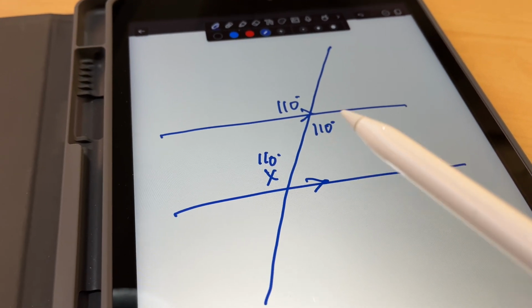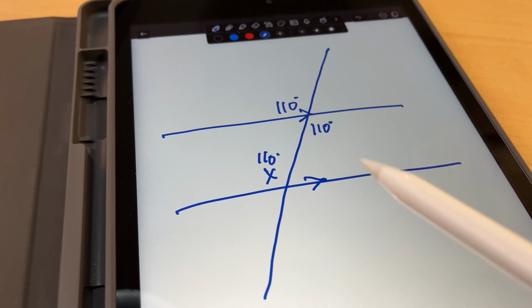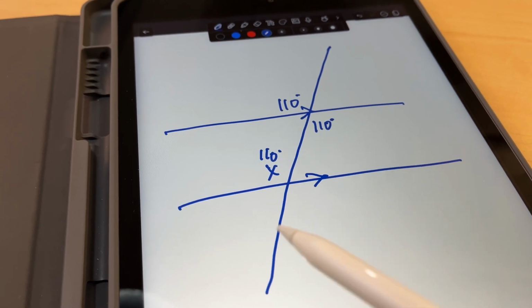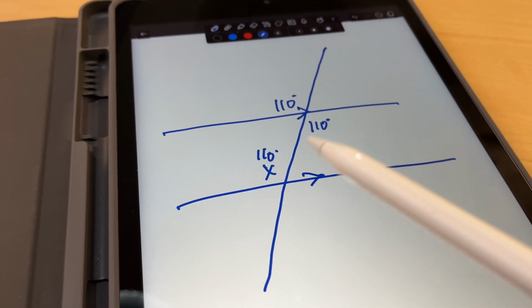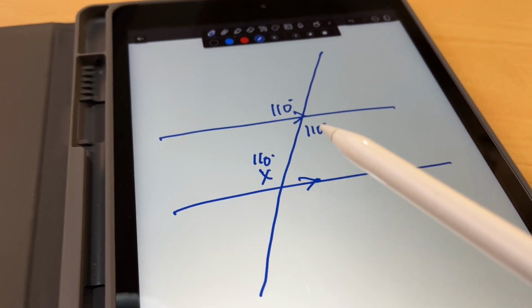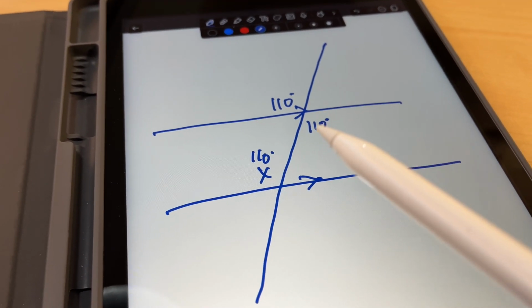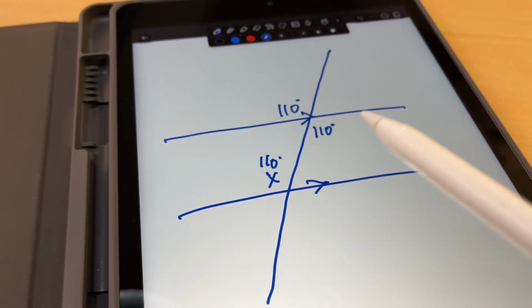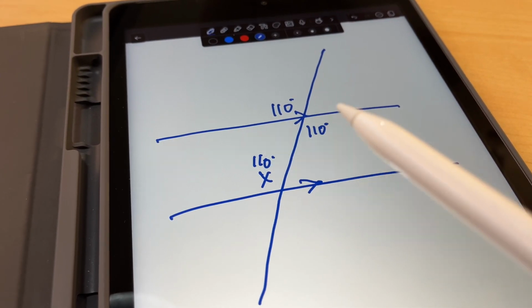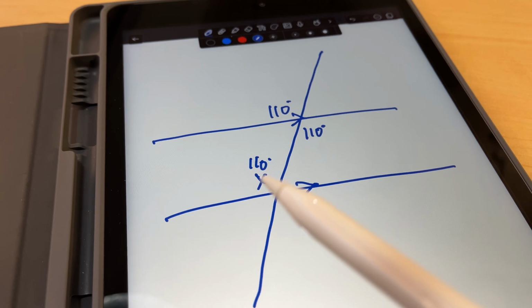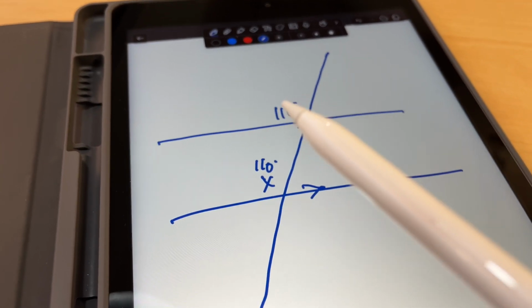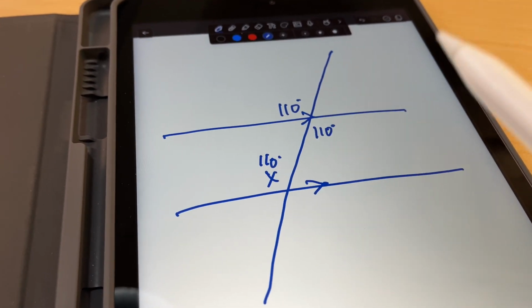They're called interior because they're on the interior of these parallel lines. They're not out here and they're not out here. They're on the inside, and they're on alternate sides of the transversal. So these are called alternate interior angles. And when lines are parallel and you have a transversal, the alternate interior angles are congruent. So we know this is 110, this is 110, this is 110.